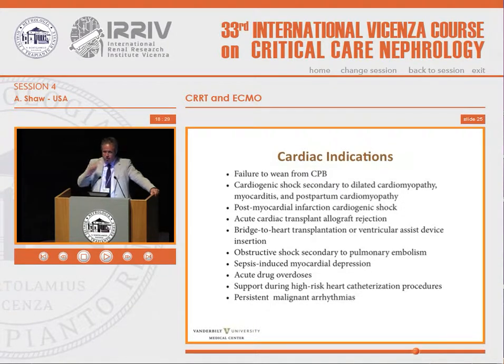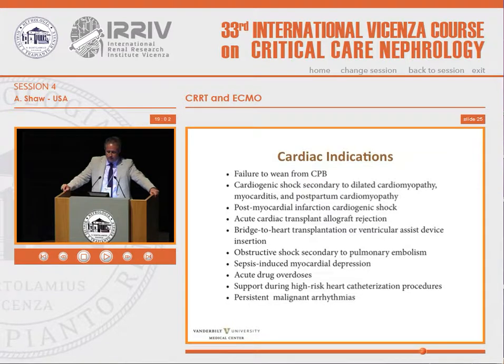Post-MI cardiogenic shock, provided you've been revascularized. Acute transplant rejection, which may buy you enough time to optimize someone's anti-rejection meds and/or relist them. A bridge to transplant we've talked about. Obstructive shock secondary to pulmonary embolism. We do this a lot. We do a lot of surgery for acute PE. We give a lot of ECMO cannulae for systemic fibrinolysis. And that's a reasonably good indication.